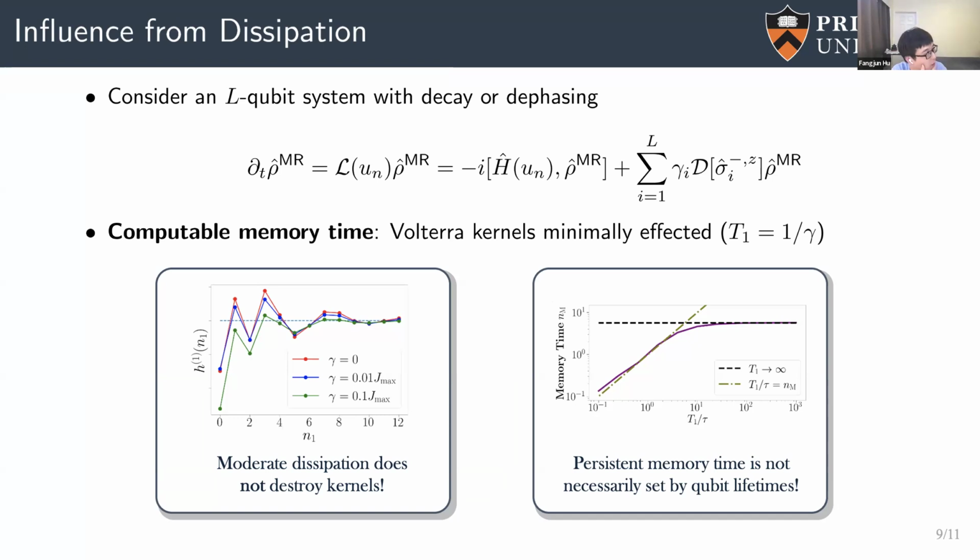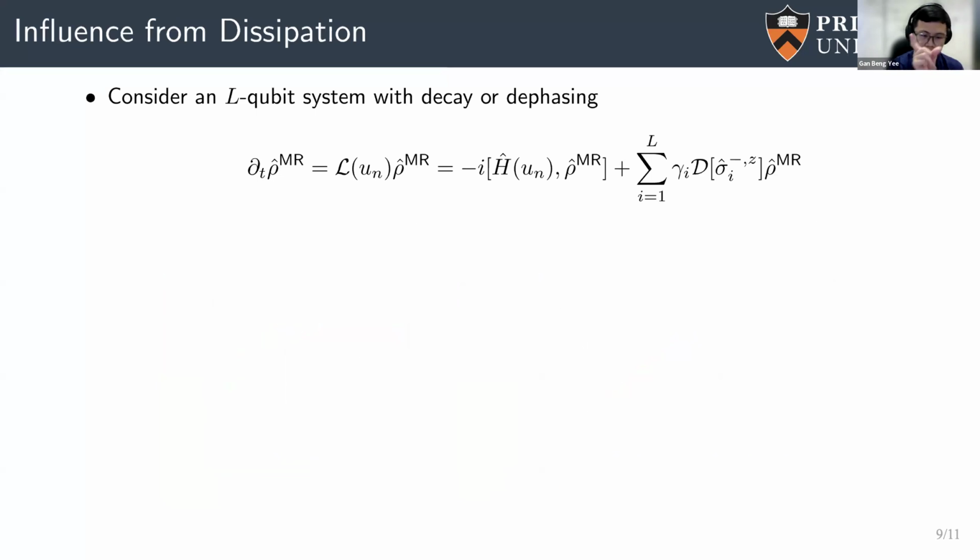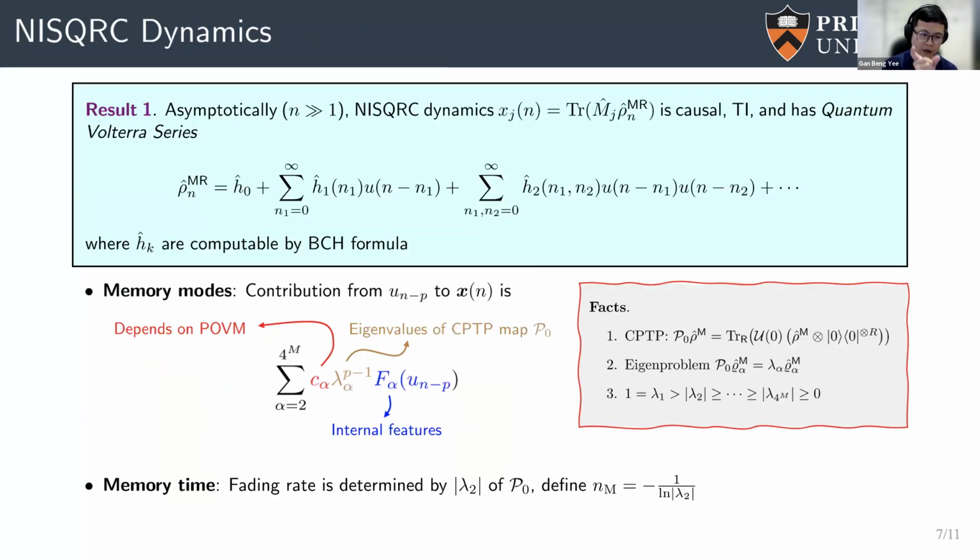I'm not too sure about whether it's the right question to ask. I'm just wondering how this translates into the task itself. Is it that the accuracy wouldn't change too much, or what other things don't really change? Because I didn't really have intuition of how the kernel would affect the performance of the QRC or NISQRC.